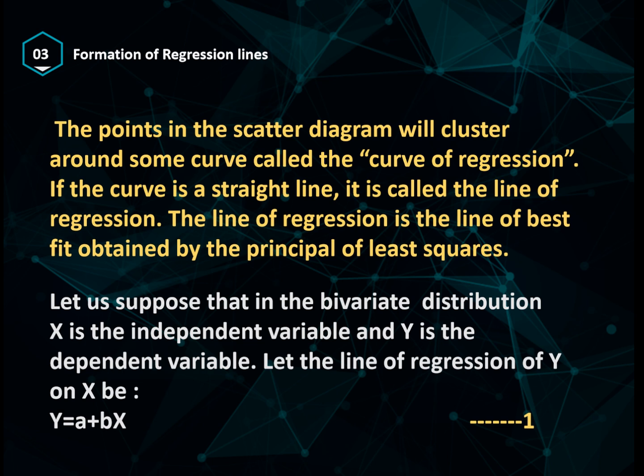Now let us suppose that in the bivariate distribution, X is the independent variable and Y is the dependent variable, and let us consider the line of regression as Y = a + bX. This form of equation before, I think you must have seen in the form of Y = mX + c, where m is the slope and c is the intercept. Here also b is the slope and a is the intercept. X is the independent variable and Y is the dependent variable.